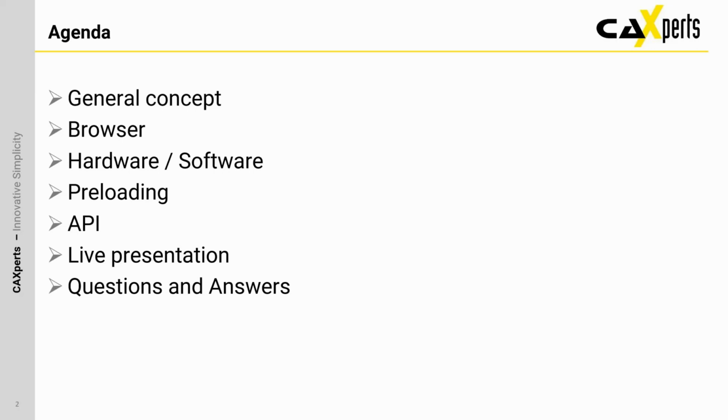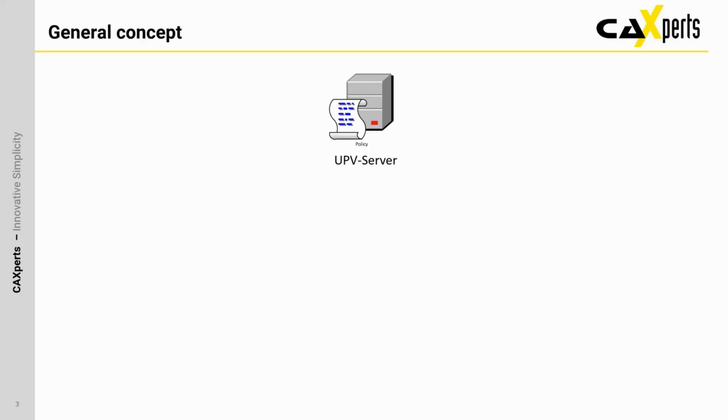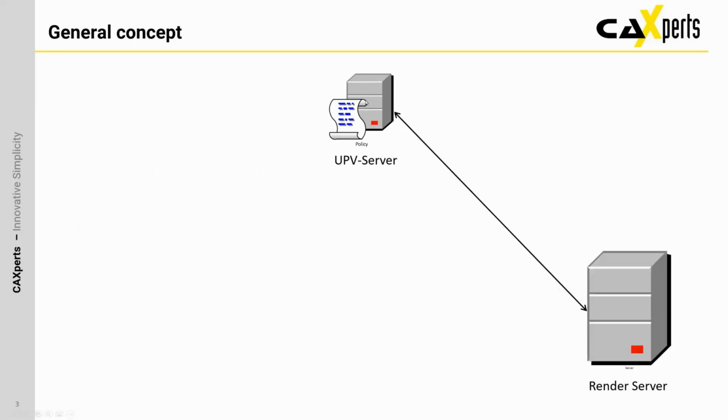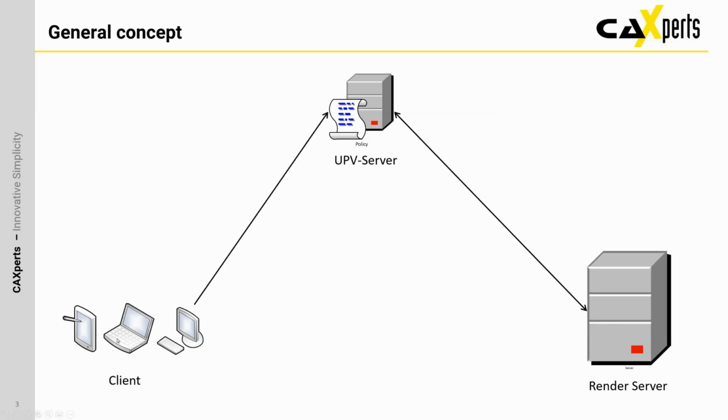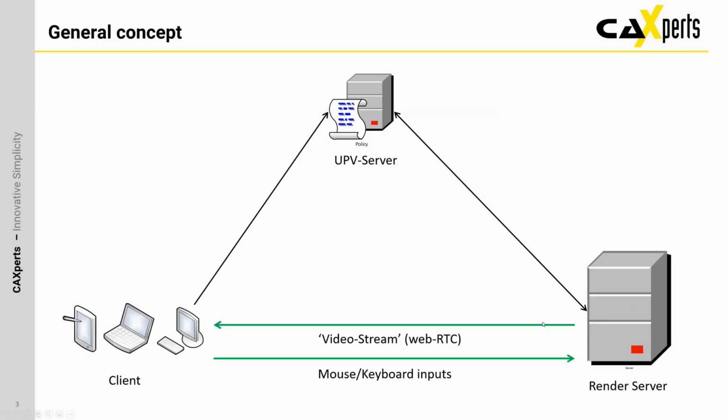Okay, let's have a look at the general concept. So with the browser-based viewing, you just log into the UPV server, but the model itself is not hosted on that UPV server, but on a render server. This means we decided for a server-based approach for the rendering. So the model was generated on a render server, and if a client logs into the UPV server, there is a direct connection established between the render server and the client.